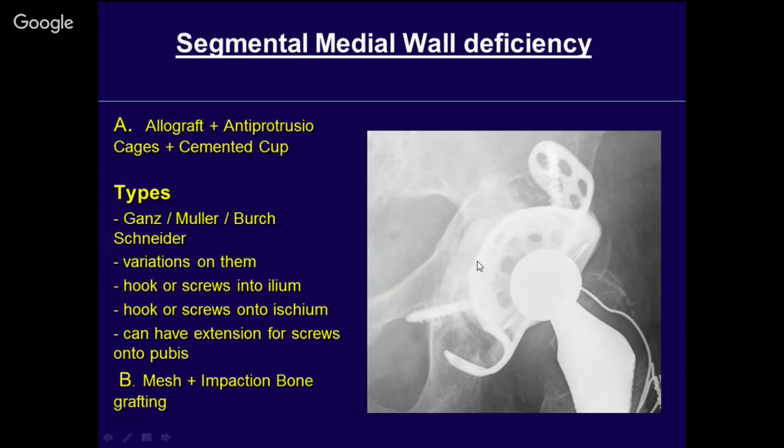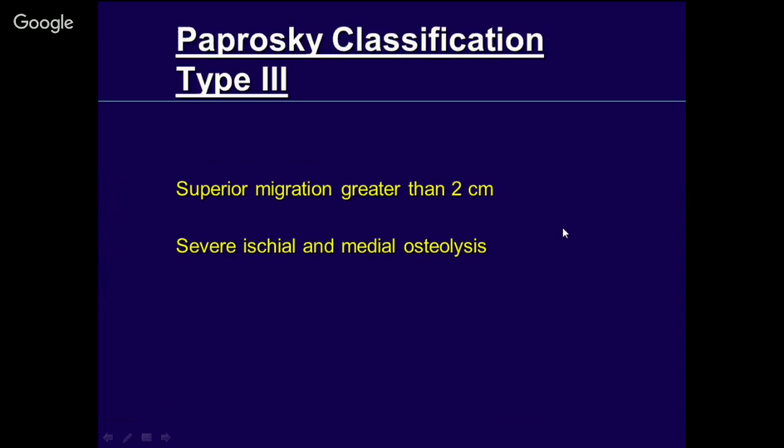So there is a segmental medial wall deficiency. What are the options we have? We have an allograft, an antiprotrusio cage, then we have a cemented cup. So here we find the picture is very bad. There is an allograft there, and this is an antiprotrusio case which is fixed with multiple screws, and then we have done a cemented cup.